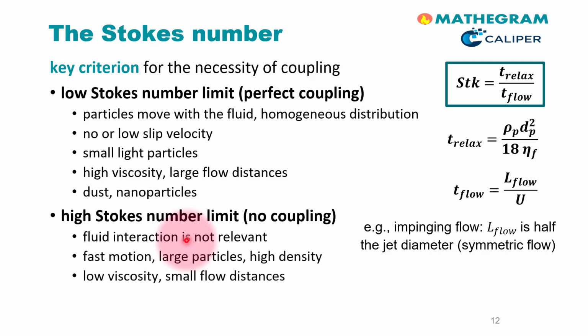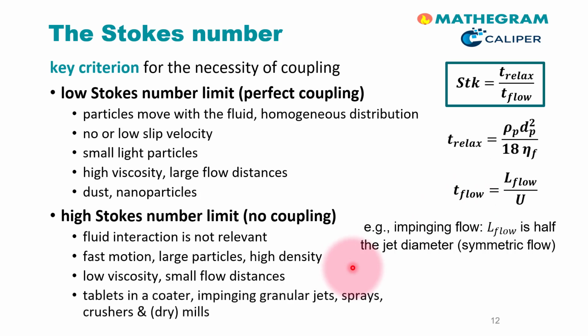Again, considering our jet example, this would mean a fast flow and large particles with a high density. Also, imagine that the fluid has a low viscosity because, for example, vacuum is applied and the nozzle has a small diameter, resulting in small flow distances L-flow. Consequently, the fluid will rapidly change direction, i.e. T-flow is small, and hence particles have no chance to change their direction when moving through the nozzle.